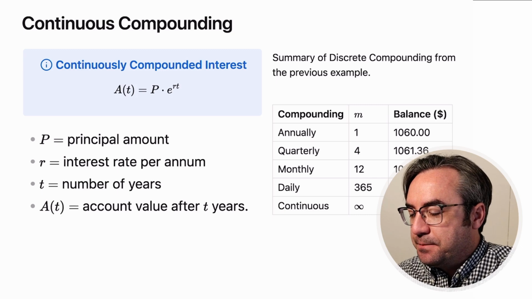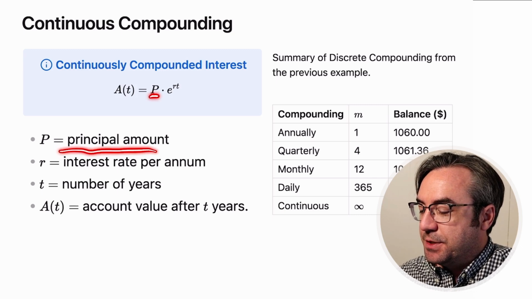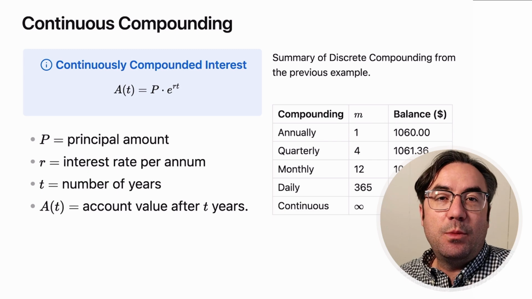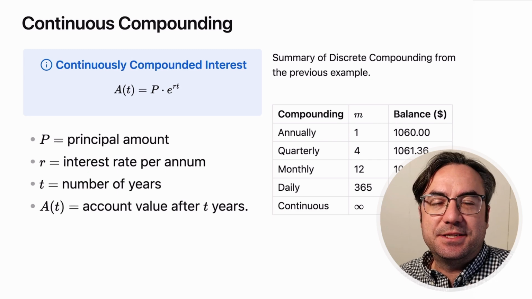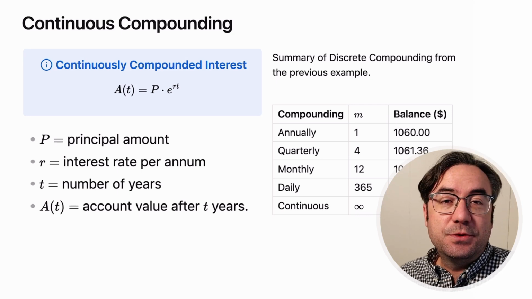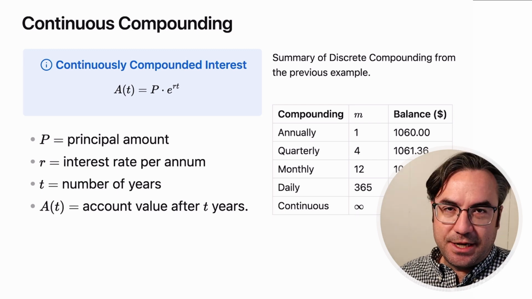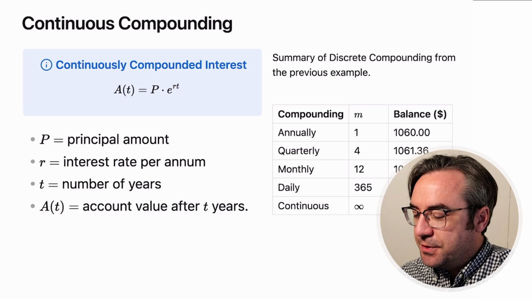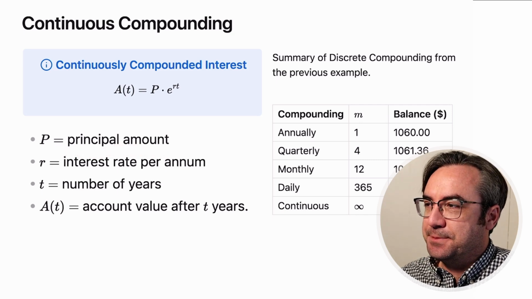So first of all, P here is the principal amount. So this is how much money we initially deposit into our account. So if we remember the scenario, we're putting money into a savings account and then we're not touching it. So this is our initial investment.